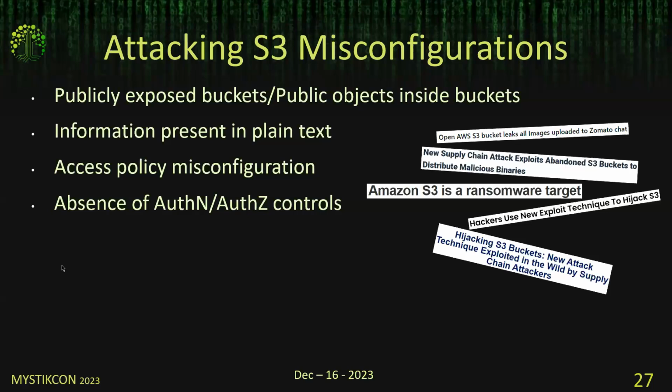Access policy related misconfiguration. Access policies can facilitate unintended read or write access to attackers. So if you are not configuring that properly, you are inviting attackers to come and destroy your infrastructure. Absence of authentication and authorization controls. If an application is using S3 buckets to store application data, it should have proper authentication and authorization controls from public access as well as the internal network.